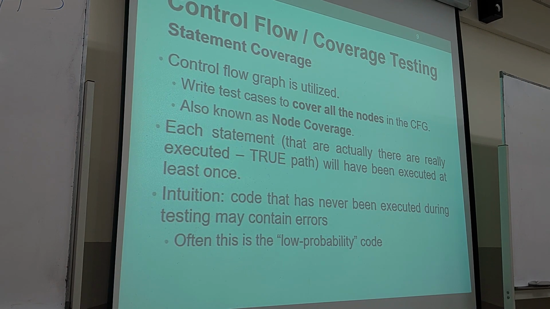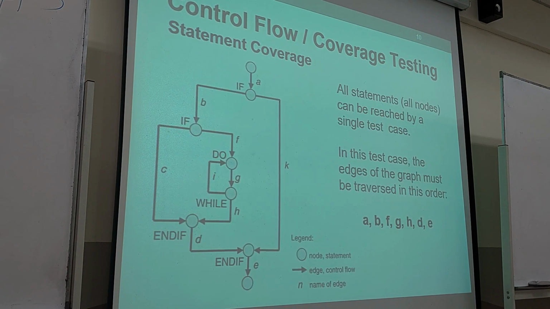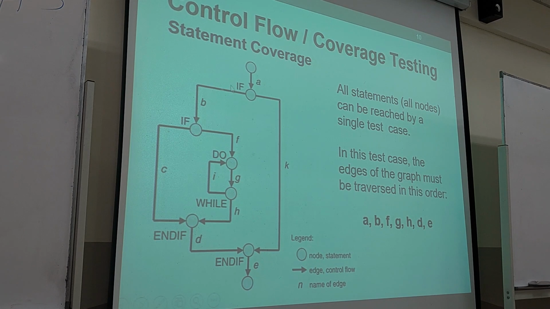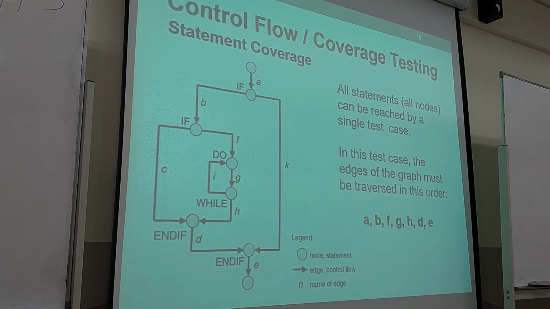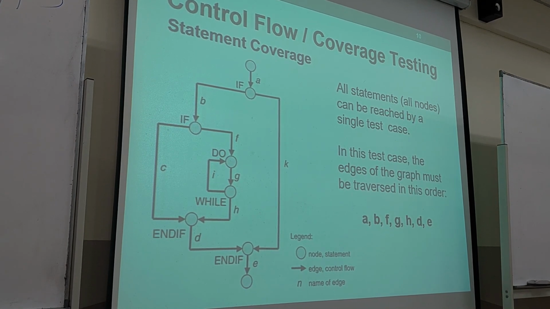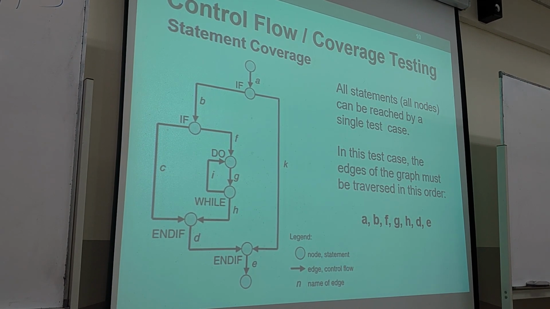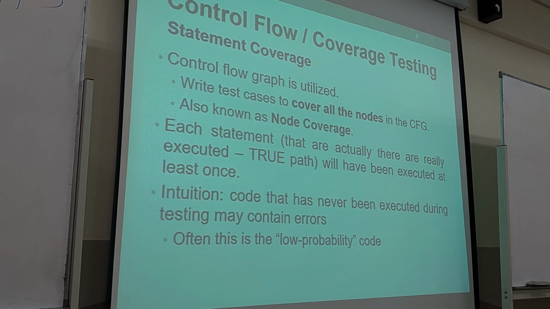Okay? So only the true part. So it means on our first decision, decision means we have multiple edges coming out. Am I right? So when we test the true part, it means we already tested the statement coverage 100%. Only the true. We don't need to bother about the false part. What happened when it's false? Because our coverage is only the true part. Okay, so this is the first one, statement coverage.